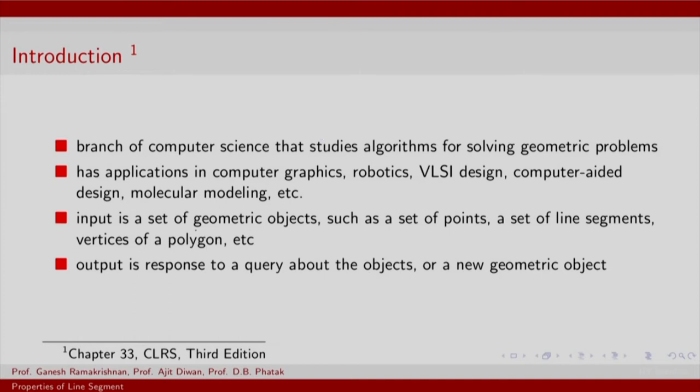So the general input is a set of geometric objects: a set of points, line segments, vertices of a polygon, etc. Output is either a response to a query about the objects, or in some cases you synthesize new geometric objects. So today's discussion will be largely about queries about some objects. For example, do two line segments intersect?